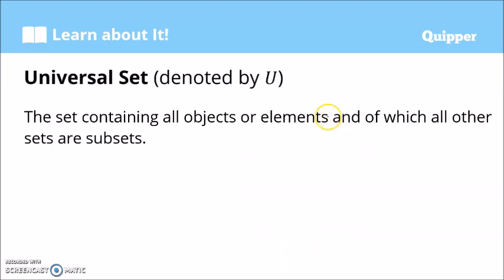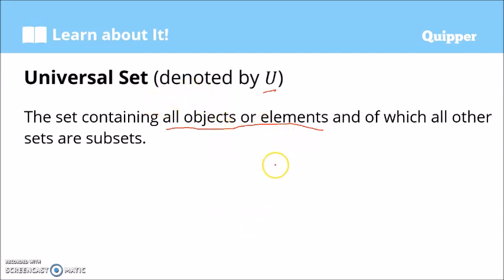Meron din tayong tinatawag na universal set. Ang universal set naman, it is denoted by a capital letter U. So, this is the set containing all objects or all elements and of which all other sets are subsets. So, lahat ng pinag-usapan natin dun sa situation, lahat ng kinonsider dun sa particular situation, we call them universal set. Okay? The set of all objects or elements and of which all other sets are subsets. So, subsets niya lahat. Okay?